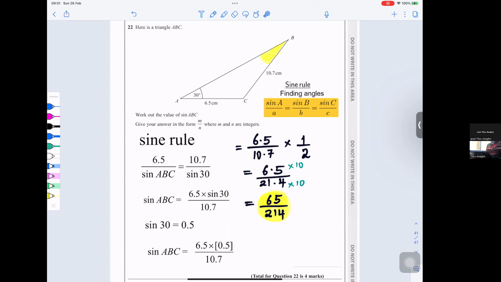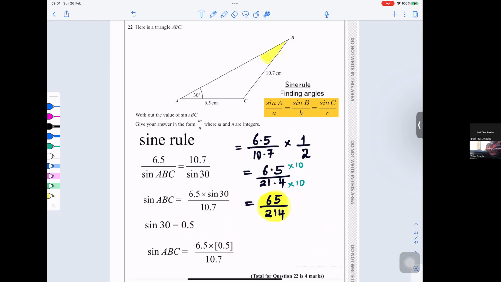So you can do 6.5. You can change the 0.5 to a half. It's easier that way. So you get 6.5 times 1 is 6.5, and 10.7 doubled, times 2, is 21.4.